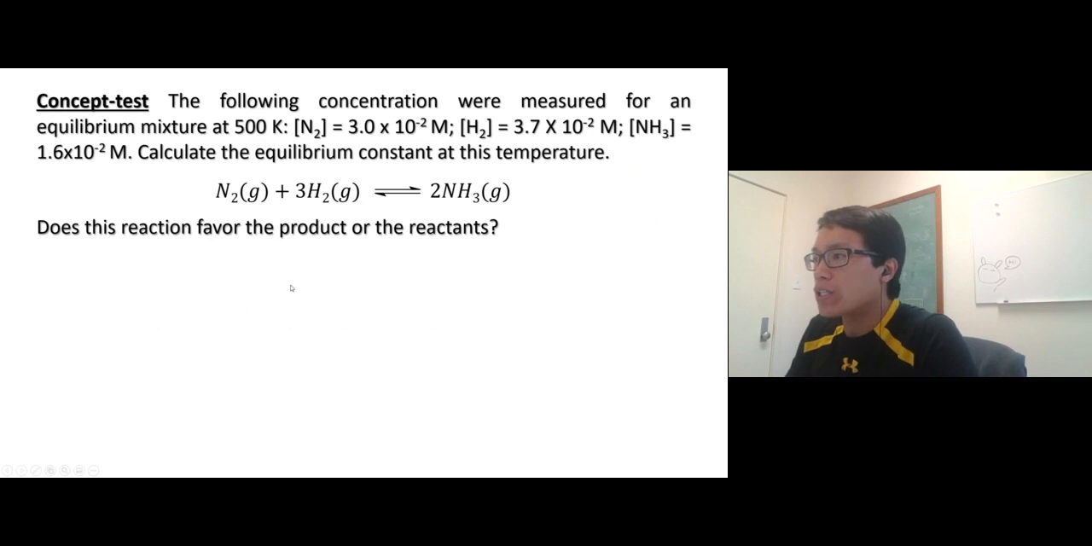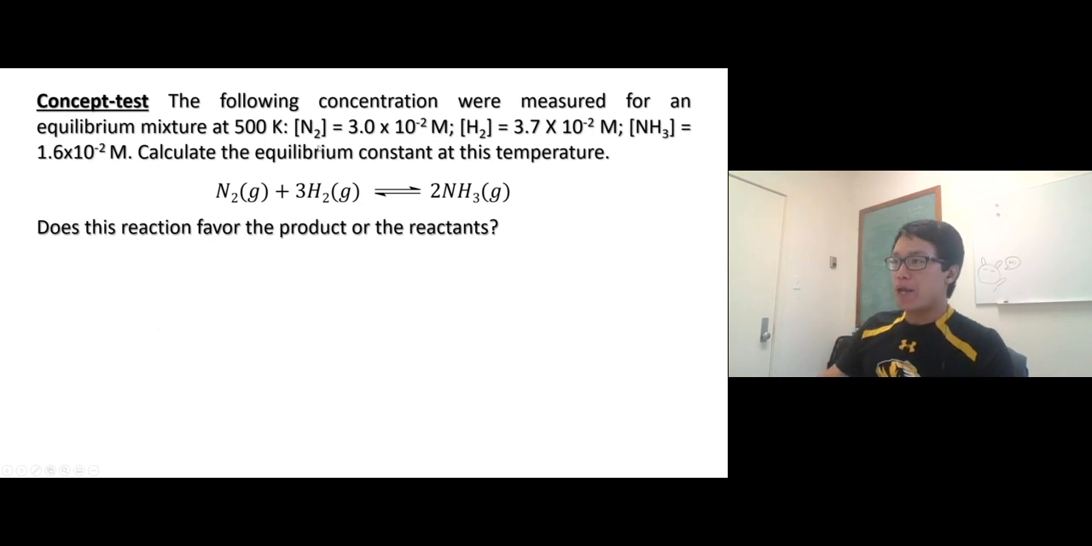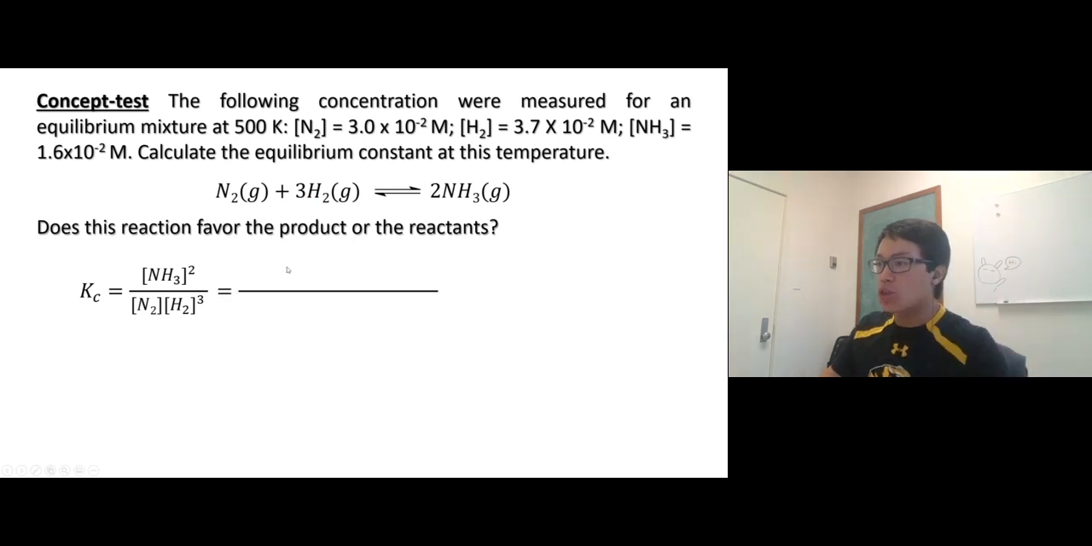All right, let's say at equilibrium the concentration of N2 is that, hydrogen gas is that, and the concentration of ammonia is that, in molarity. Calculate the equilibrium constant at this temperature. First, let's express Kc for this equilibrium. Same thing: the concentration of the product, squared, over the concentration of the reactants, with a cube for the hydrogen gas. Now just plug in.